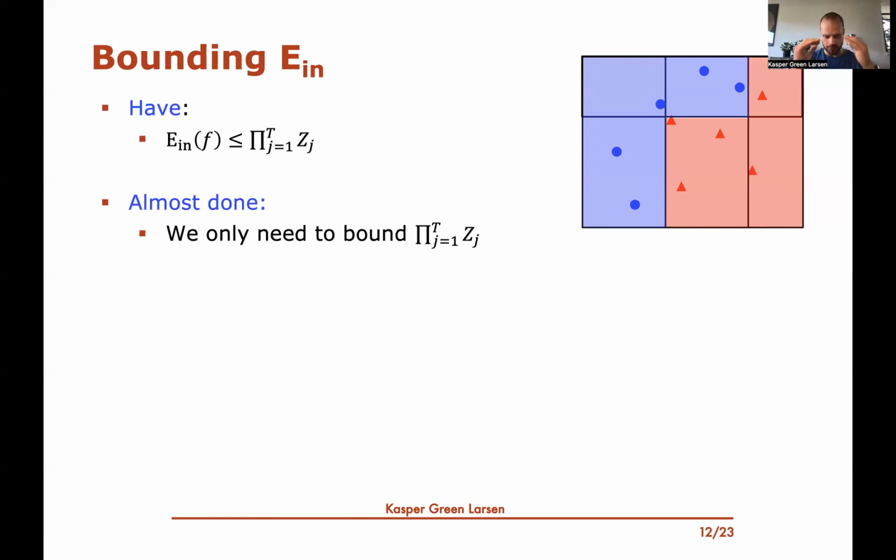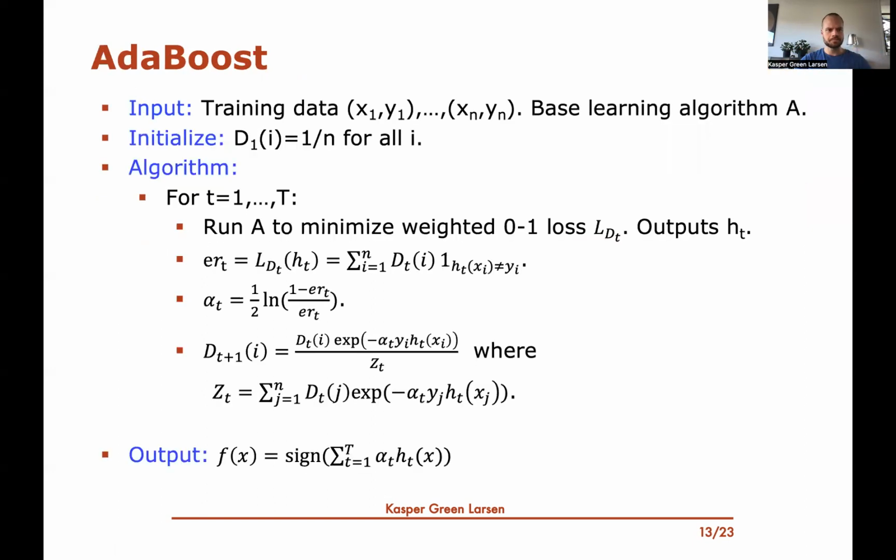Okay, so the in-sample error is no more than the product of the normalization terms. So all we have to do now to show that the in-sample error is going to be 0 eventually is to show that this product is going to be small. So we have to prove that the product of the normalization terms gets really small. Let's focus on this. How can we bound the product of the normalization terms? Here's AdaBoost again, the whole algorithm. As you can see, the normalization terms depend on these alpha t's, which depend on the error t's. The error t's are the weighted 0-1 loss of the hypothesis trained in each iteration, and the alpha t's are these magic constants.